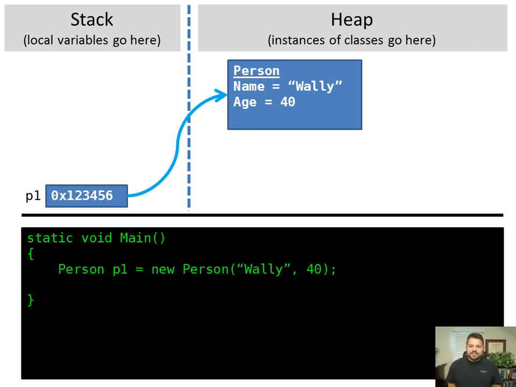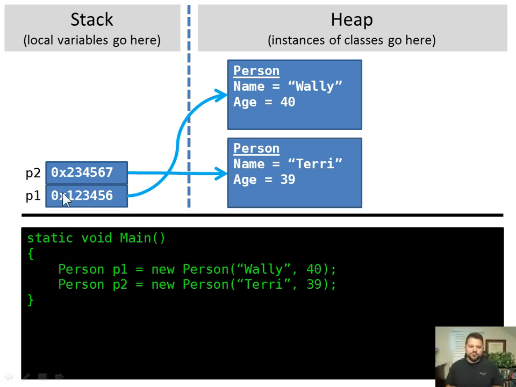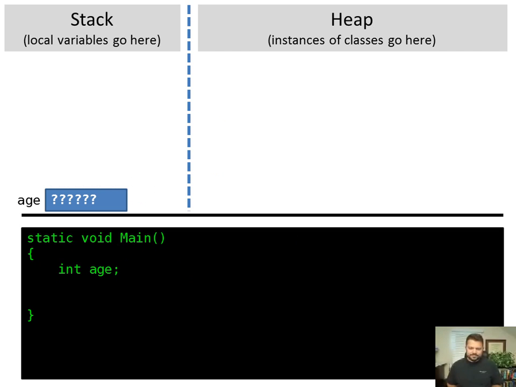All right, let's look at some more examples. Let's suppose I allocate a second person, but this time I store away a reference to that second person. So now on the stack I have two variables, person1 and person2, and they're both pointing at different instances of person. No surprises there.